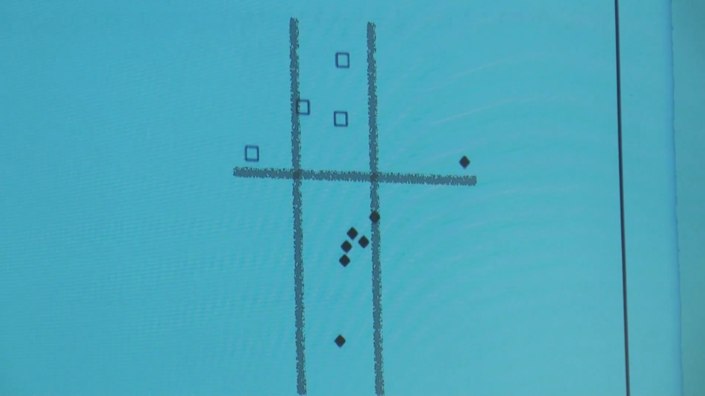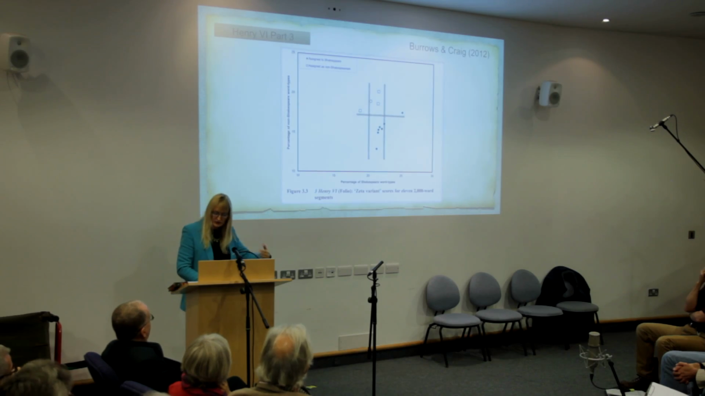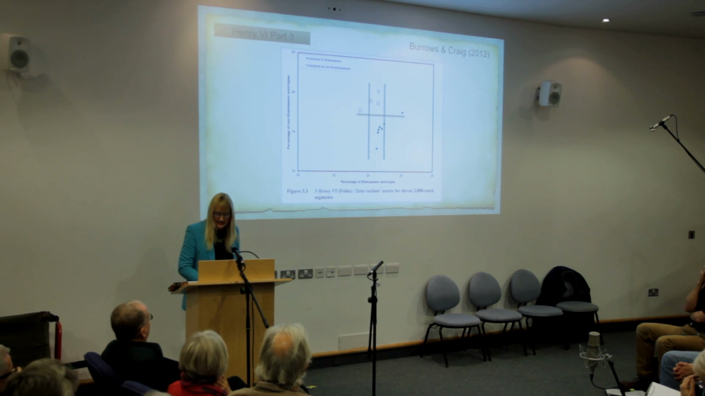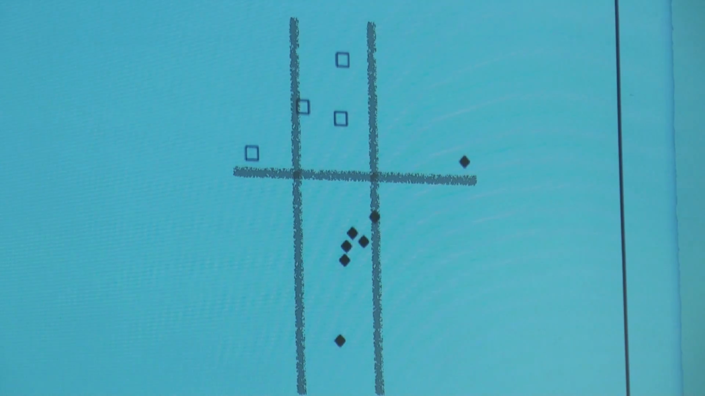The main difference is in the vertical distribution, non-Shakespeare word types. But this is from 12 to 18% in the Shakespeare sections and 18 to 22% in the non-Shakespeare sections. And I want to know, are these differences statistically significant? You can put it on a graph and you can make it look like there's a separation, but I don't know.